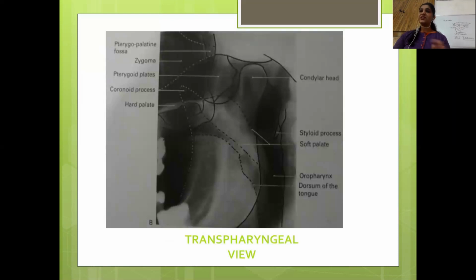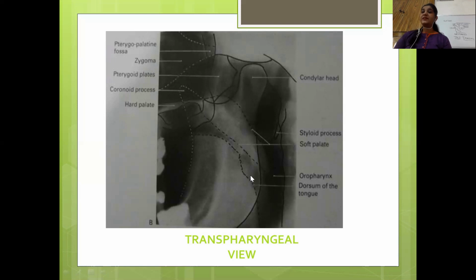And after taking the radiograph, the radiographic features that are more prominent in this view are the condylar head, which we can appreciate very well over here. We can also see the styloid process, the stratum of the soft palate, the pterygopalatine fossa, the pterygoid plates, the coronoid process, and the hard palate. And we can very well see the Brammel's area of the mandible.